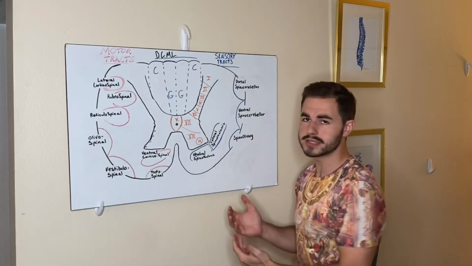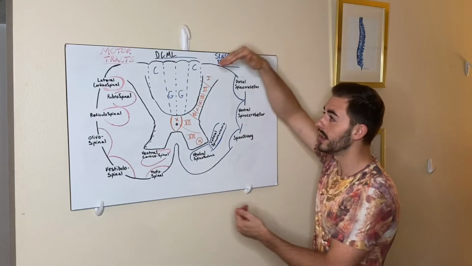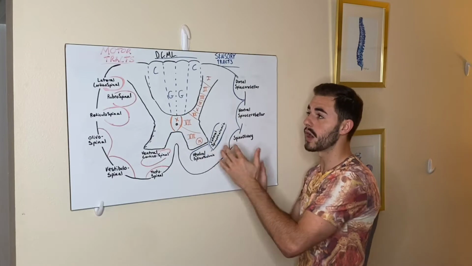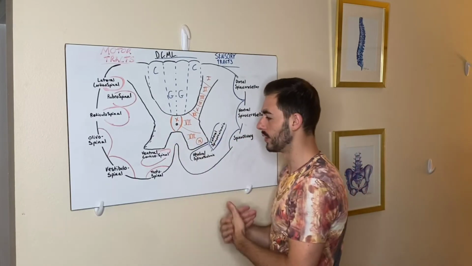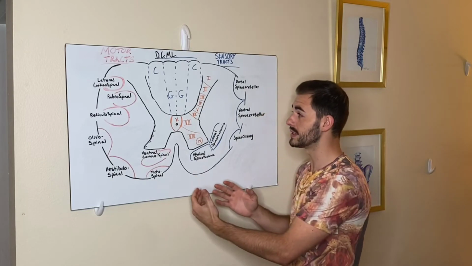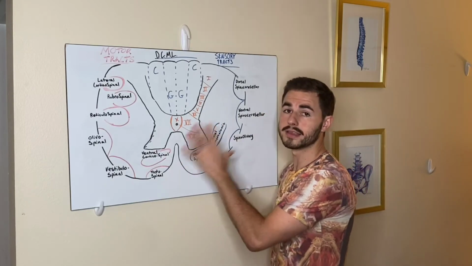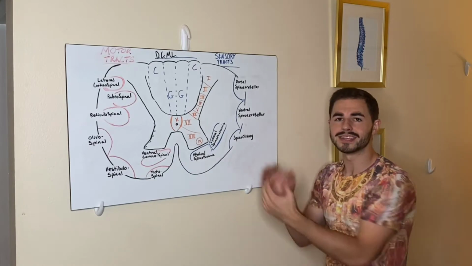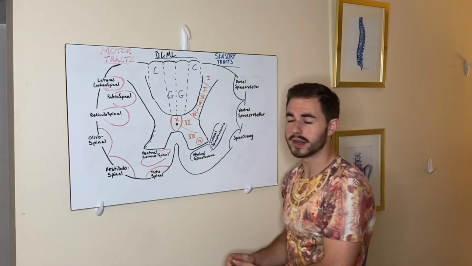Now you will notice I have sensory tracts on the right and motor tracts on the left. That's not how it actually looks. They are mirrored on both sides in real life, but for spatial awareness and for memory purposes, I am going to explain it like this. So for the next step, I want to explain the sensory tracts and then explain the motor tracts.